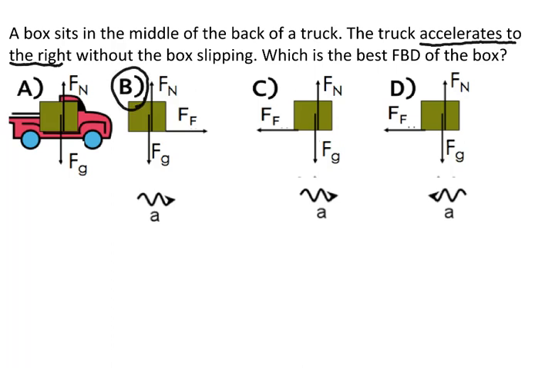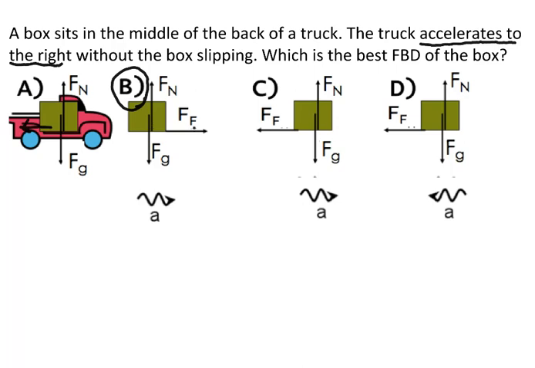So think about what direction the box wants to slide. It's not slipping out of the back of the truck, but it wants to slide backwards, right? It would want to slip backwards out of the truck. Friction will always oppose relative motion between surfaces, or static friction will oppose the relative motion that the object wants to do. So if the object wants to slide backwards, friction will oppose that and be forwards.